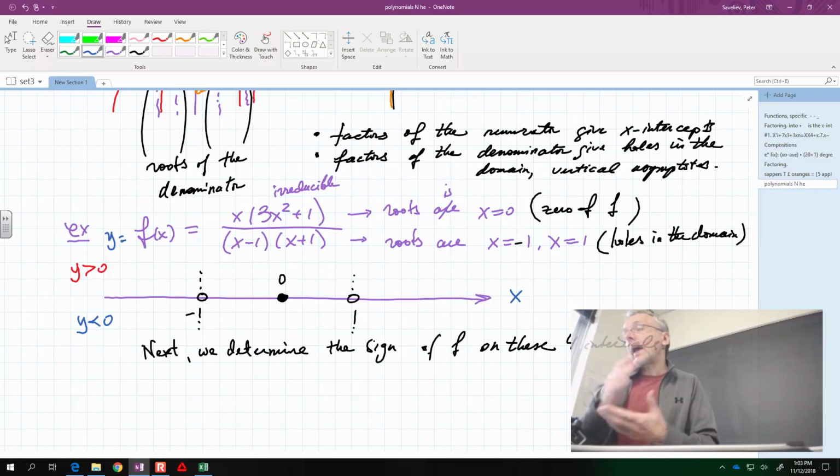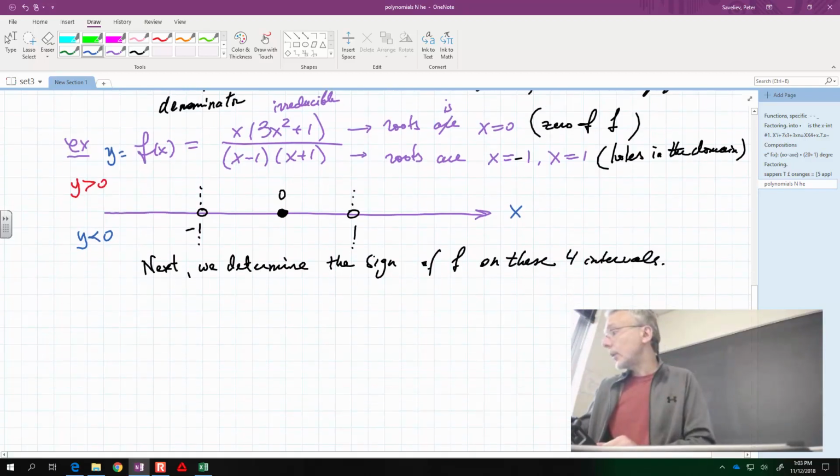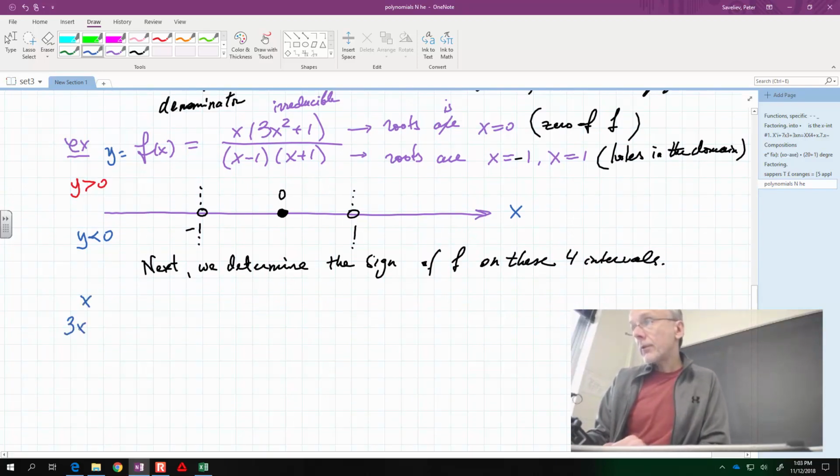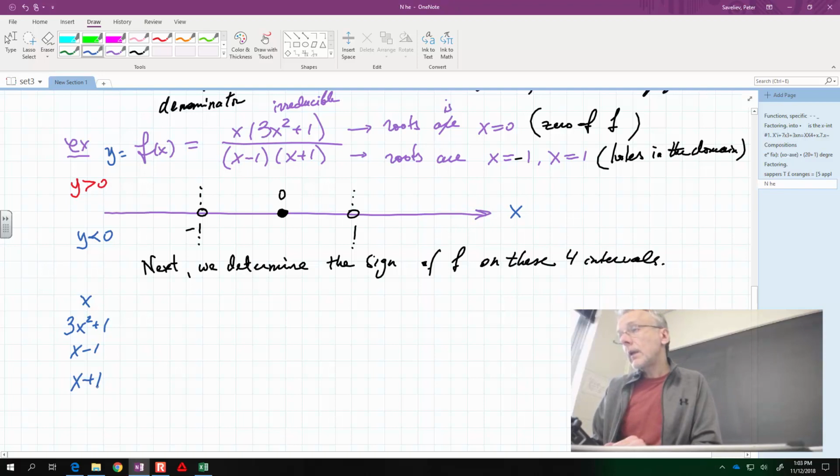We just look at the factors, and we don't have too many factors. We have 4 factors, so let's just list them: x, 3x squared plus 1, x minus 1, x plus 1. Okay, and then there are these 3 points where there might be a change of the sign of these factors.